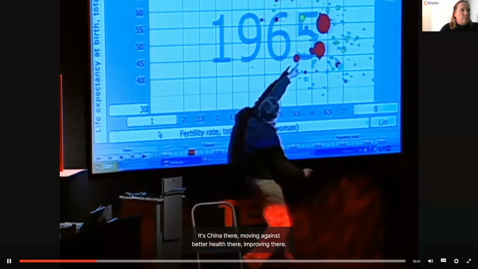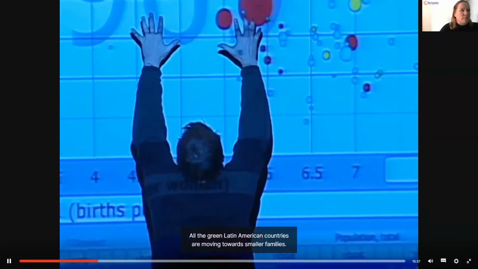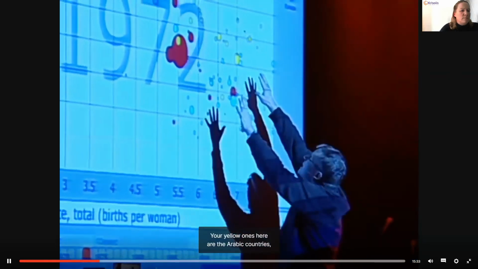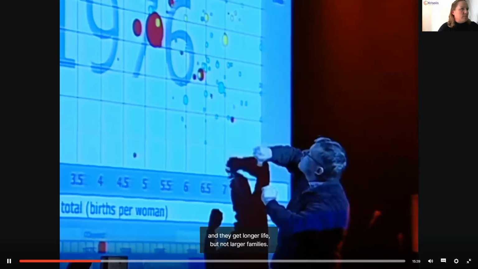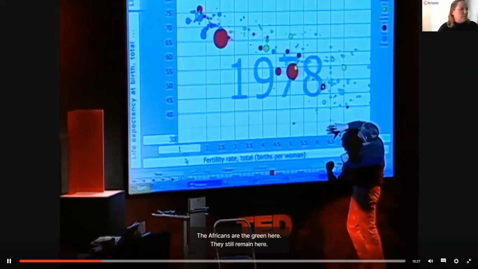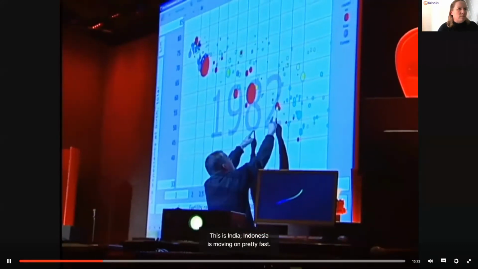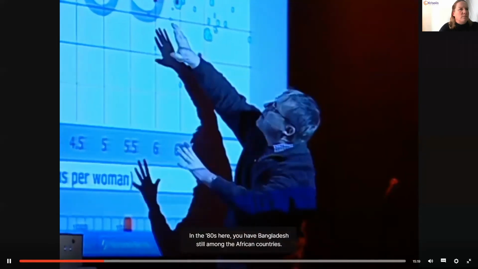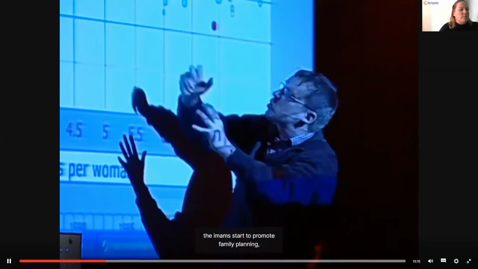In China, they're moving towards better health. They are improving there. All the green Latin American countries, they are moving towards smaller families. The yellow ones here are the Arabic countries and they get longer lives, but not larger families. The Africans in the green down here, they remain here. This is India. Indonesia is moving on pretty fast. And in the 80s here, you have Bangladesh still among the African countries there, but now Bangladesh is a miracle that happens in the 80s. The imams start to promote family planning, and they move up into that corner.